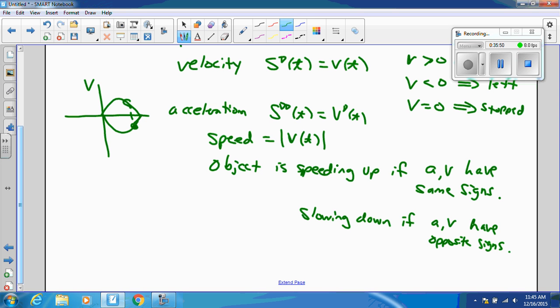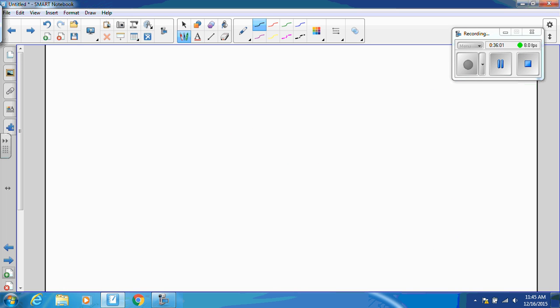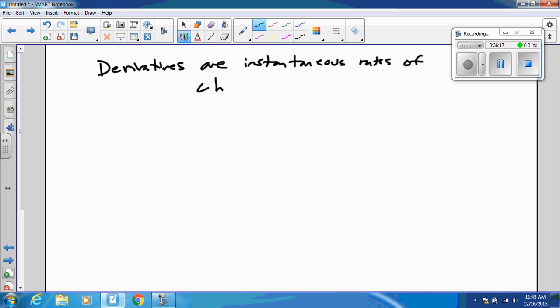Now, motion was the biggest way in which we use derivatives, but it is not the only way that we could use derivatives. We can more generally use derivatives to refer to any instantaneous rate of change. I know I wrote this before, I'll write it again. Derivatives are instantaneous rates of change.